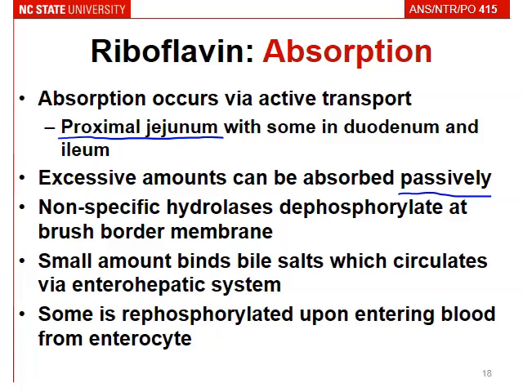And we have non-specific hydrolases that dephosphorylate it at the brush border membrane. Some of it is able to bind the bile salts and enter via the enterohepatic system, so it's able to be reabsorbed with the bile salts. And then some of it is rephosphorylated when it enters the blood from the enterocyte and is transported in its phosphorylated form.